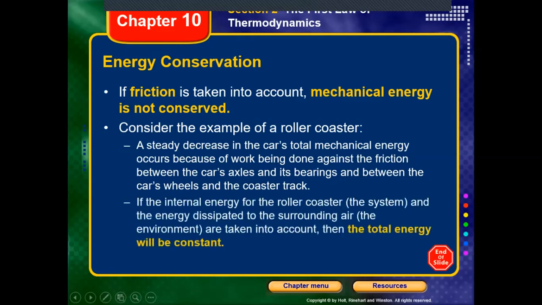If the internal energy of the roller coaster and the energy dissipated to the surrounding air, the environment, are taken into account, then the total energy will be constant. So if there is no friction and the energy is only inside the roller coaster and its parts, we have energy constant and conserved.